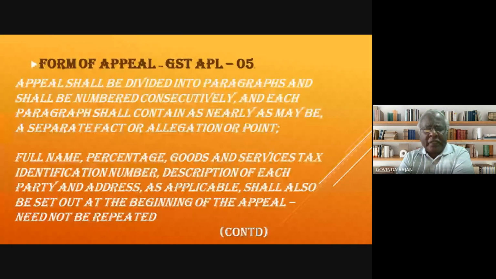The appeal paper also contains the full name of the appellant, the GST number, description of each party, and address as applicable, which shall be set out at the beginning of the appeal. It shall not be repeated. In the title, who is the appellant and who are the opposite parties is mentioned once, and it is not required to repeat it again and again in the appeal papers. This is the first criterion before an appeal is filed before the GST appellate tribunal: the appellant is so and so, the opposite party is the commissioner or so and so.